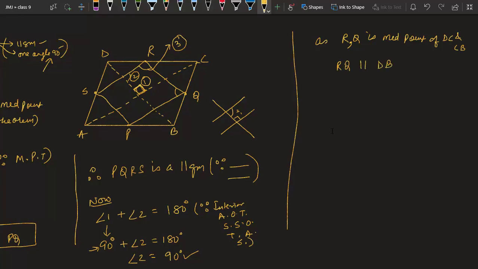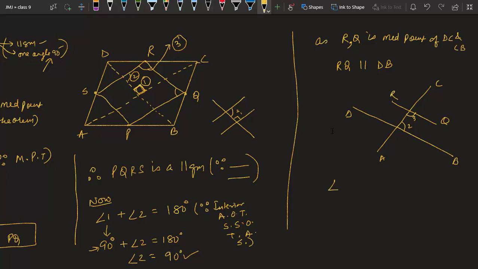So this time we just have to change the view. We can see this RQ as first line, this DB as second line, and this line, that is AC, as a transversal. Now if you observe, again you have got the same thing, angle 2, angle 3. What relation do they have? They have the same relation, that is they are interior angles on the same side of transversal.